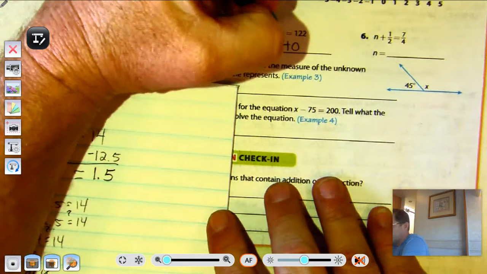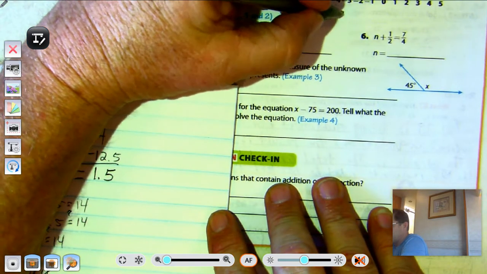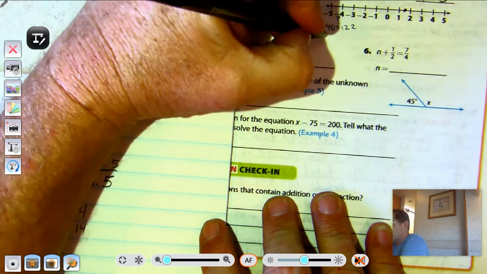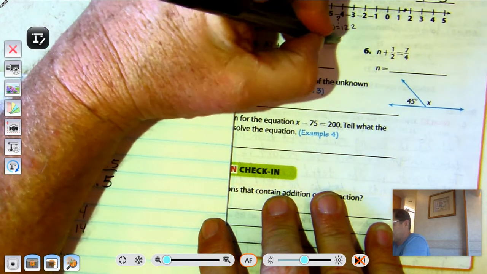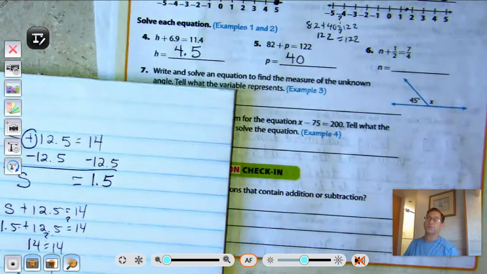If we substitute 82 plus 40 equals 122. 2 plus 0 is 2 ones, and 8 and 4/10 is 12/10. And 122 does equal 122.